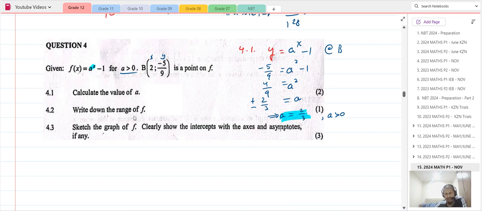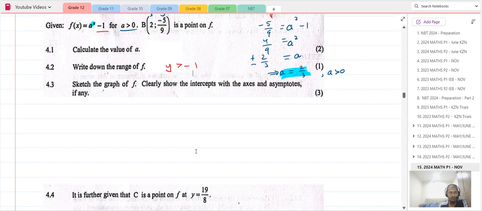Write down the range of f. Remember, this exponential graph is above the asymptote line, which is y equals minus 1. The exponential graph looks something like that, and the asymptote line is here, y is equal to minus 1. It doesn't touch the asymptote, so it's above. So y is greater than minus 1. That's your range. Next, sketch the graph of f, clearly showing the intercepts with the axes and the asymptotes. Obviously we need to find the x-intercept, the y-intercept, and then sketch the graph.